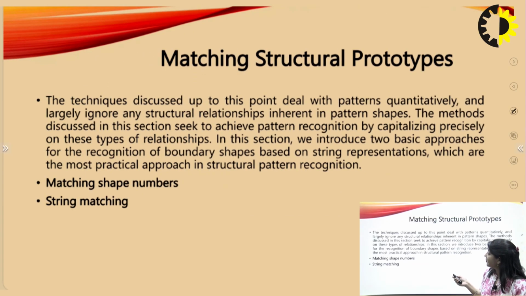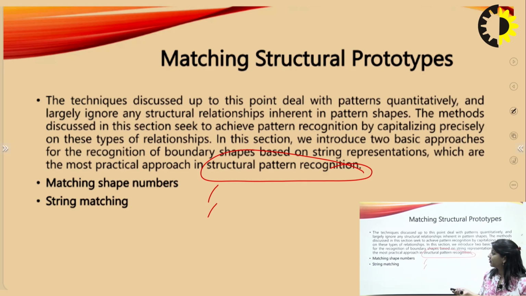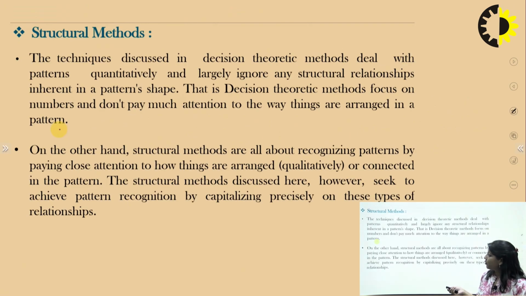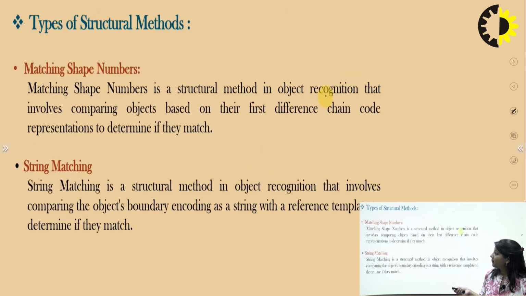So matching with the structural prototype: matching shape number and string matching. When we talk about the structural descriptor, shape number and string matching are the two types. In a structural method, we focus on quality, and for quality we have considered the string and tree. And how can we match with the string and tree? With the help of the shape number and string matching technique.